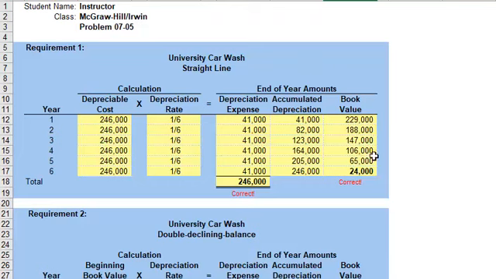Let's take a look at the schedule. This is the full schedule. We're going to just do the first year together. There are a lot of other resources. Please take a look at eCampus. What we're going to see is the depreciable cost, depreciation rate, and our depreciation expense of $41,000.